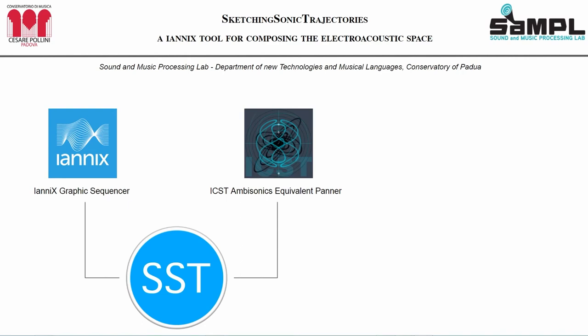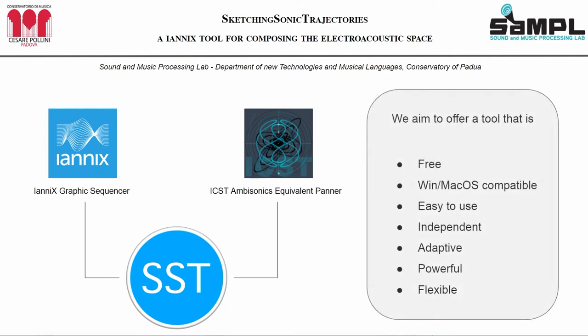In this presentation, I'll introduce Sketching Sonic Trajectories, a software tool for sound spatialization that integrates the design capabilities of IanniX graphics sequencer with the flexibility offered by ICST, the ambisonics equivalent panner. SST's first iteration was conceived by Julian Scordato and implemented at the Conservatory of Cuneo. The current version has been developed at the Department of New Technologies and Musical Languages of the Conservatory of Padua.